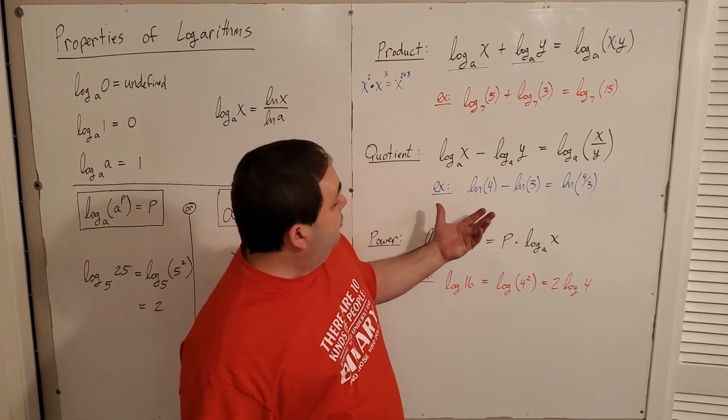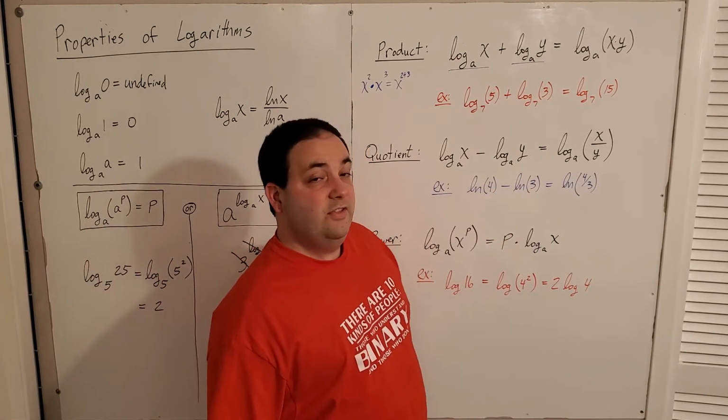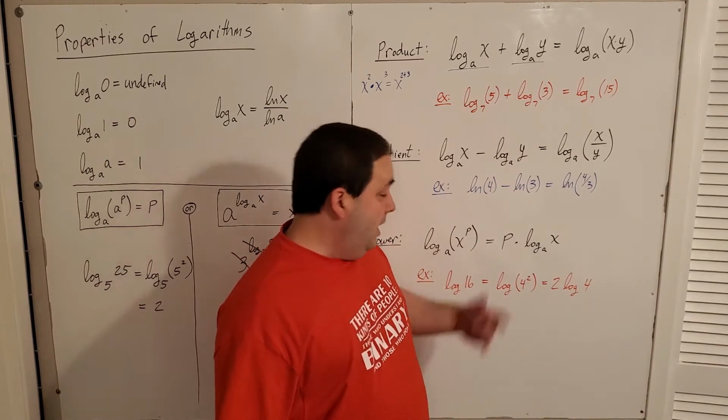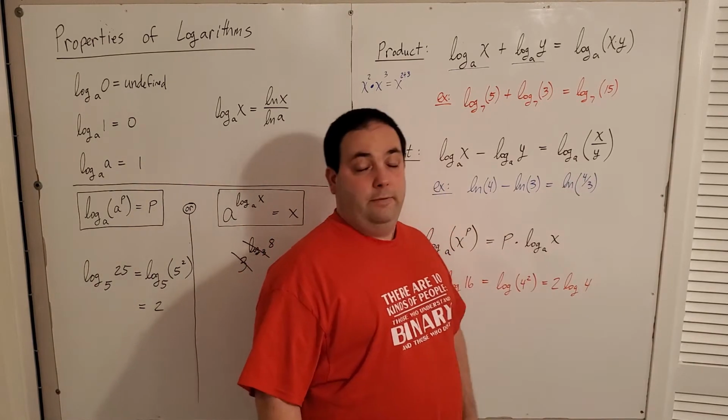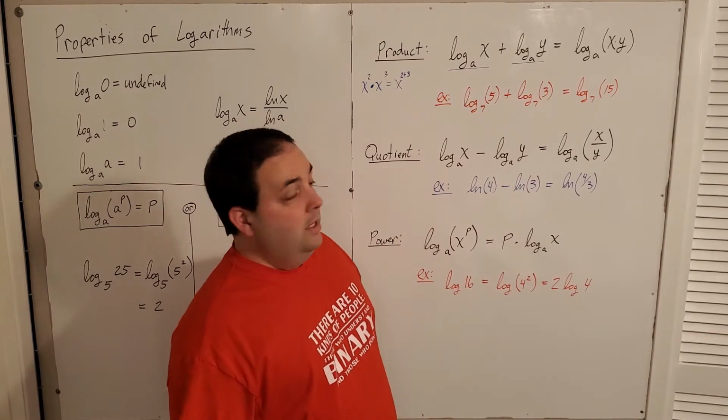Same thing here. In your calculator, hit ln 4 minus ln 3. Hit enter. And then also hit ln of 4 divided by 3. You'll see that they give you the same value.